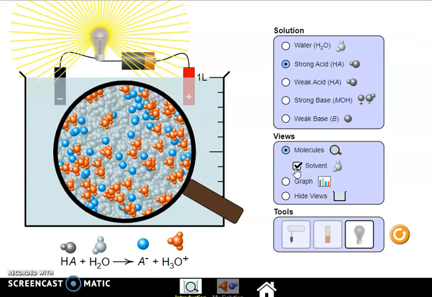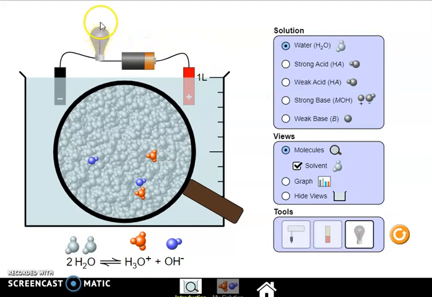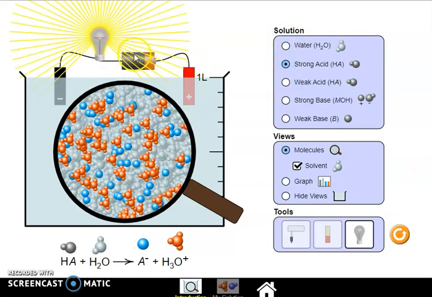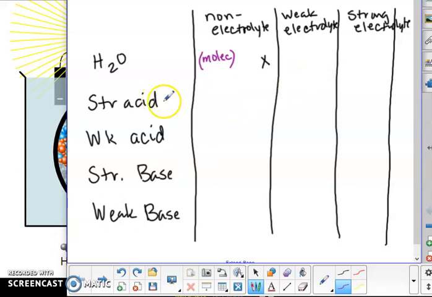Okay, let's go back to that chart. Oh, I forgot to mention one thing too. Look how bright this is. Let's do a comparison. Not hardly any rays coming off the light bulb there, and here there's a ton of them. So it's very bright. It's a strong electrolyte, so that's where we're going to put that information. And this right here is mostly ions.